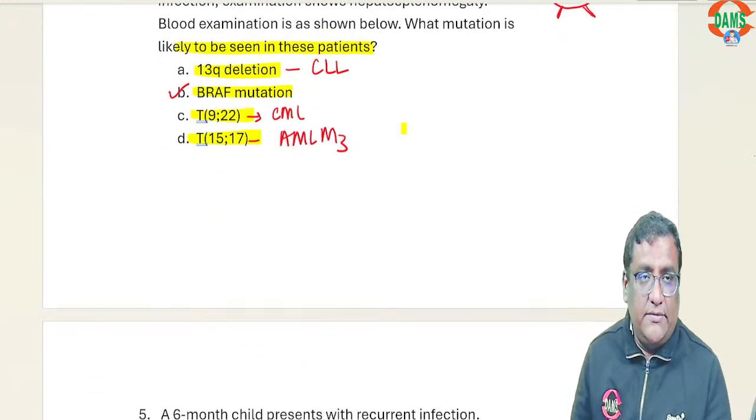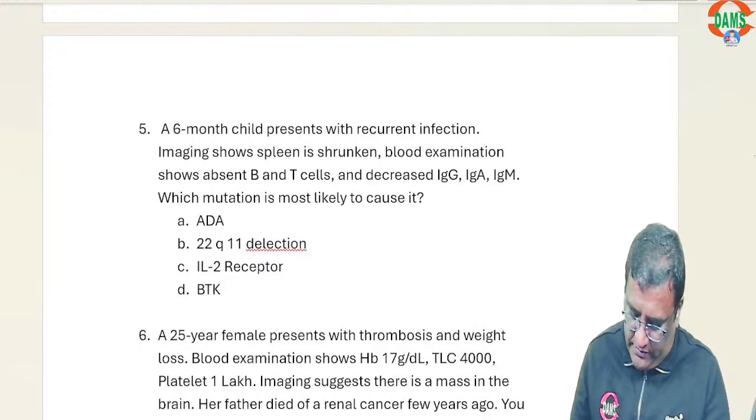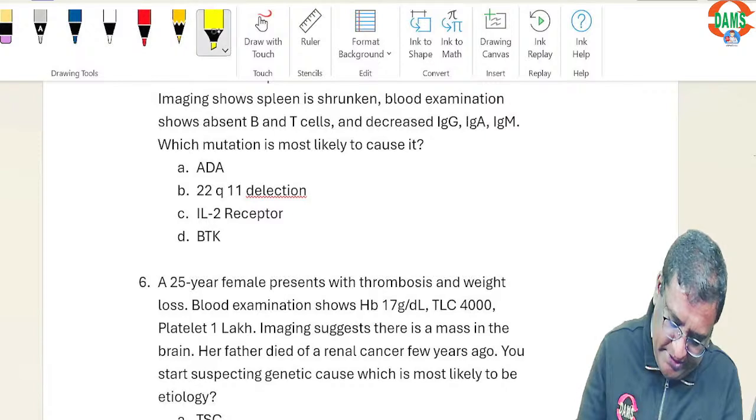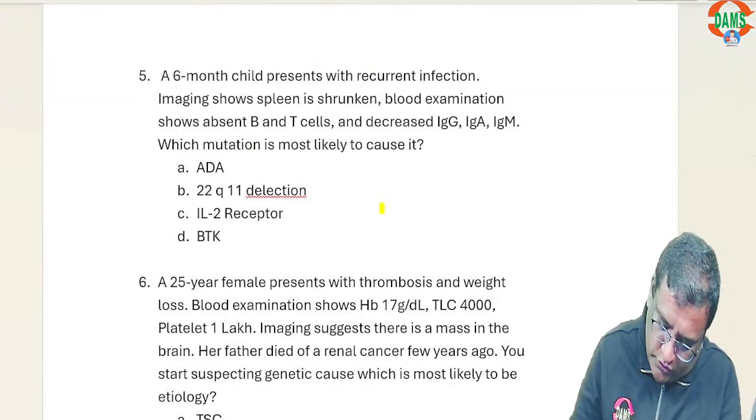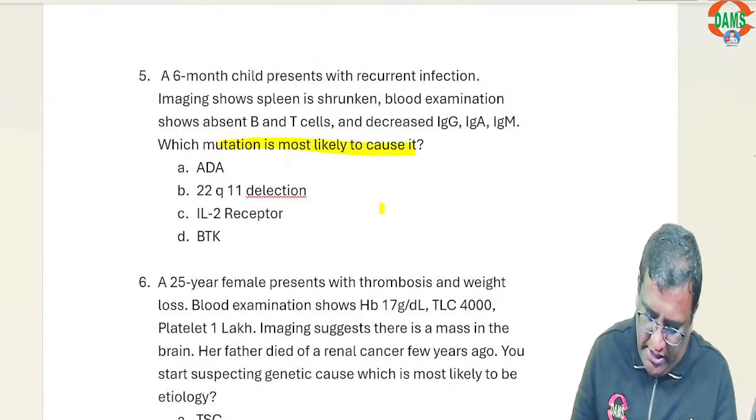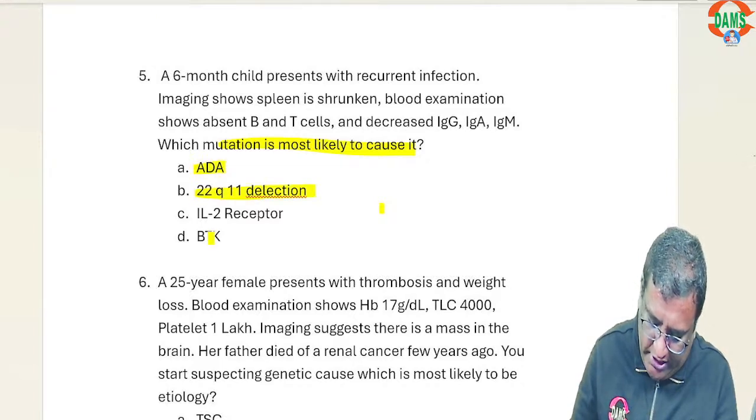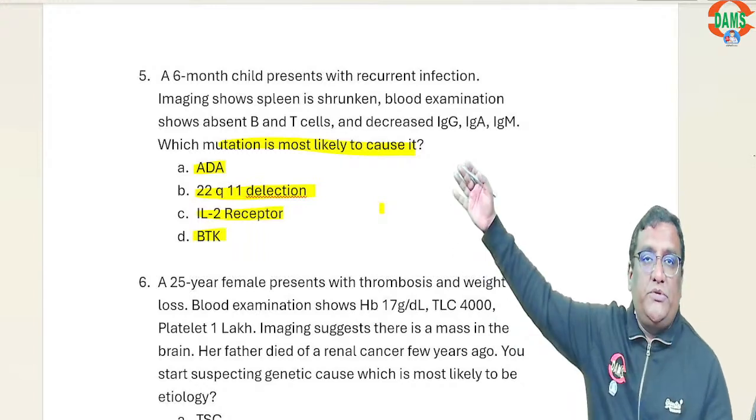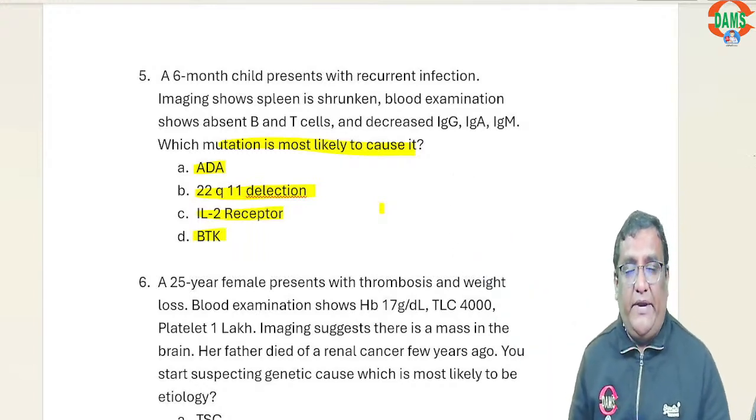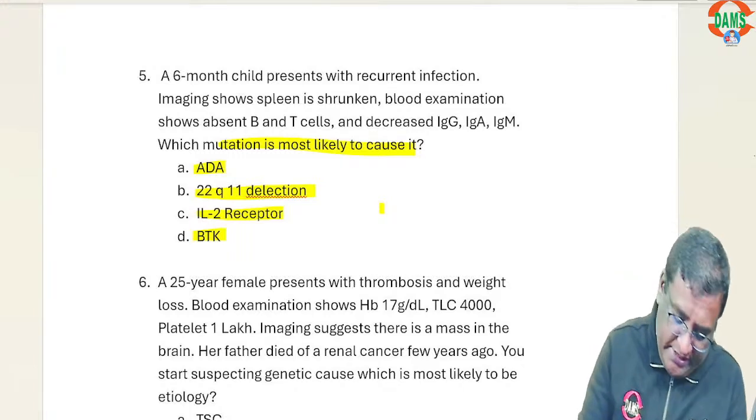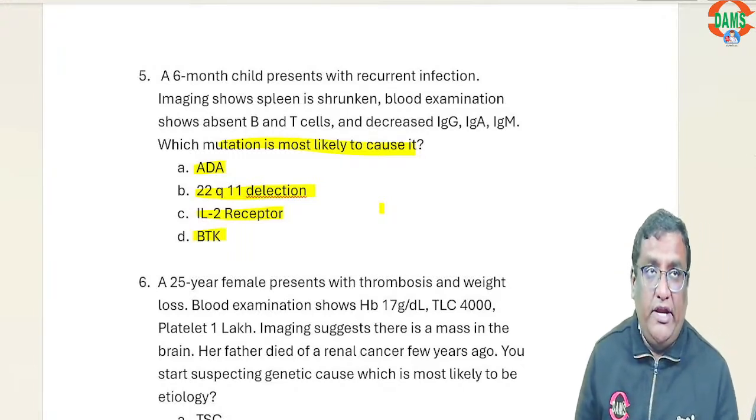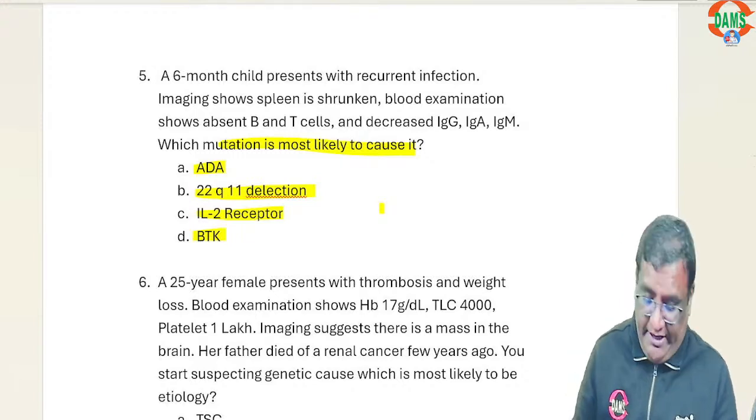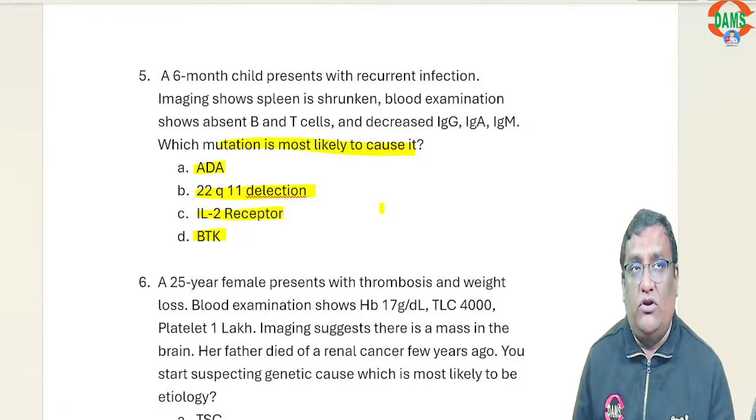Yes. Next, question number 5. Look at the last line. Which mutation is most likely to cause it? ADA, 22q11 deletion, IL-2 receptor, BTK mutation. Looking at the options, ADA will be SCID, 22q11 deletion will be DiGeorge syndrome, IL-2 receptor will be SCID, and BTK. All are immunodeficiency disorders, right?